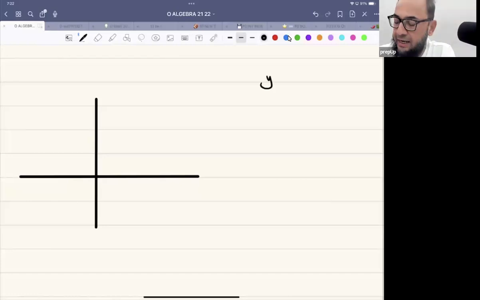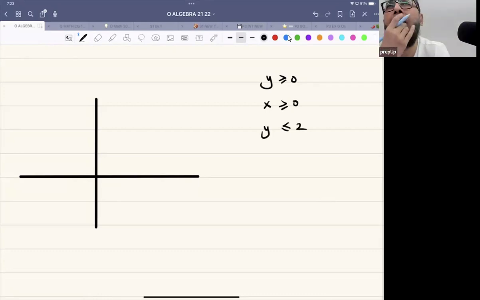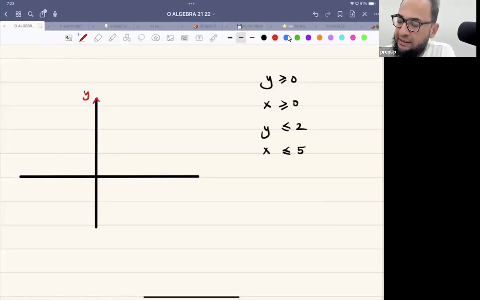I have y is greater than or equal to 0, x is greater than or equal to 0, y is lesser than or equal to 2. And let me also write four inequalities. X is lesser than or equal to 5. There are four inequalities. This is y-axis.